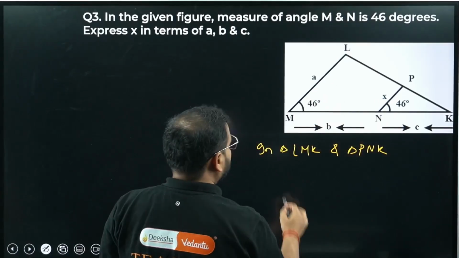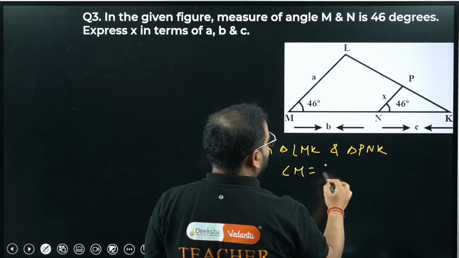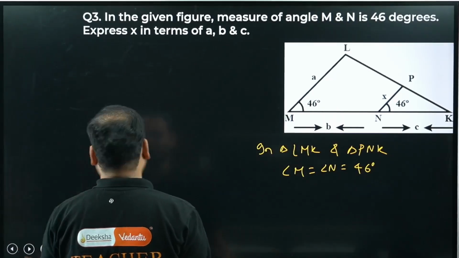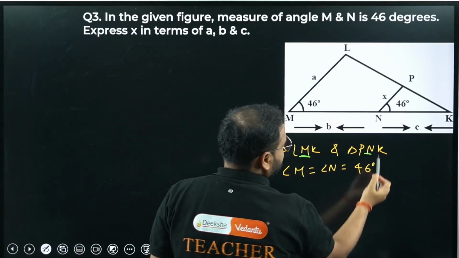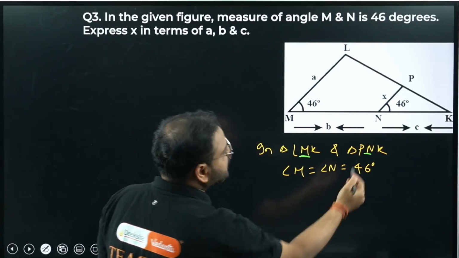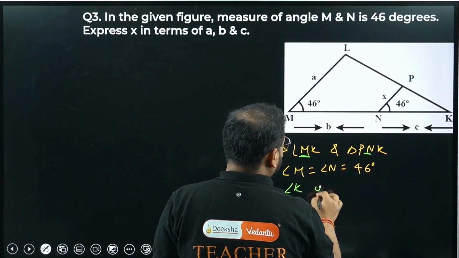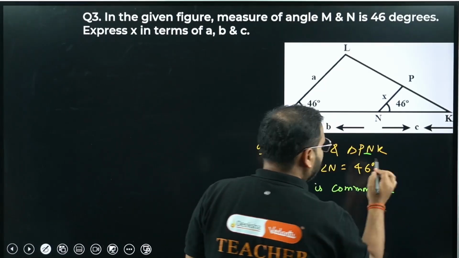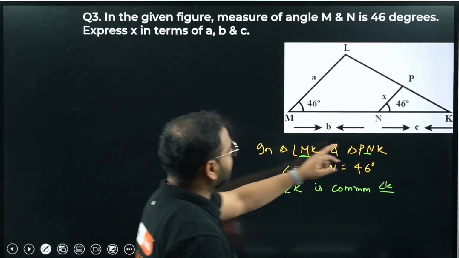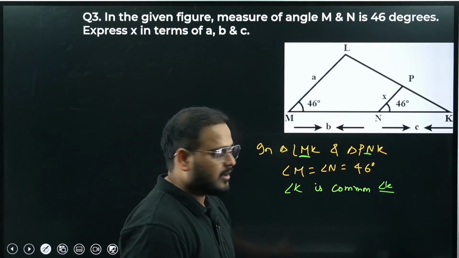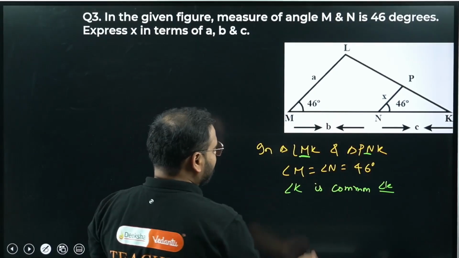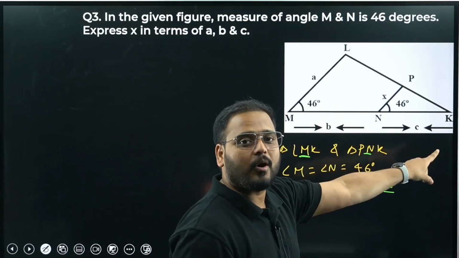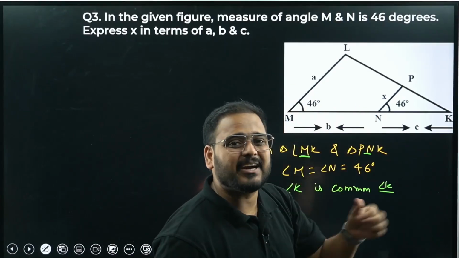What is given, sir? Angle M equals angle N equals 46 degrees. Have a look. Angle M here, angle N here. Corresponding angles are equal. Great. Also we have angle K common. Angle K is a common angle, sir. So what am I getting? I'm getting angle property, right? Angle similarity condition. One angle is equal, other angle is common. It means angle similarity holds true.